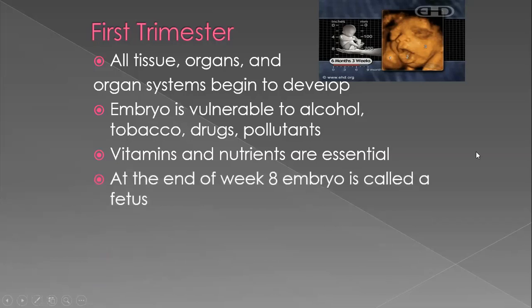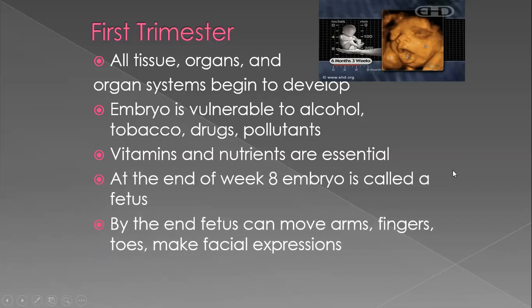At the end of week 8, the embryo is called a fetus. By the end, the fetus can move its arms, fingers, toes, and make facial expressions. This is all still part of the first trimester. And also, by the end of the first trimester, fingerprints are present on your fingers.